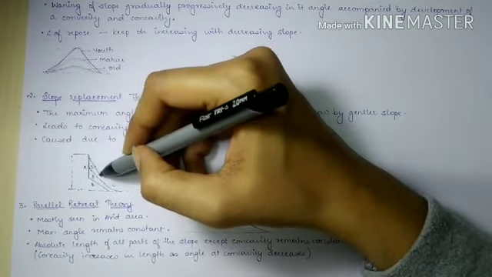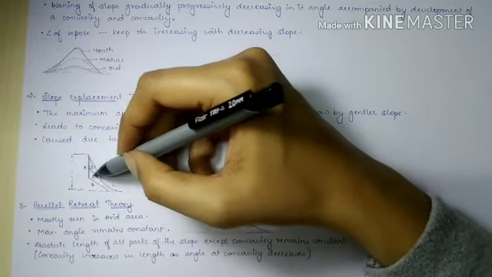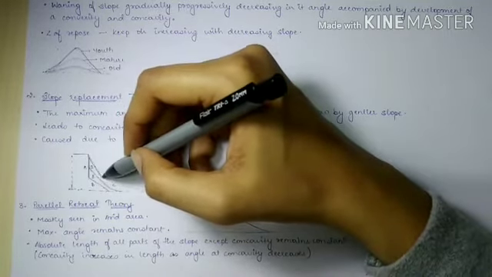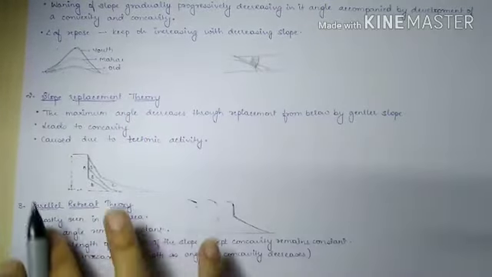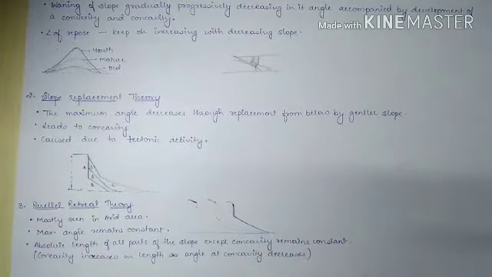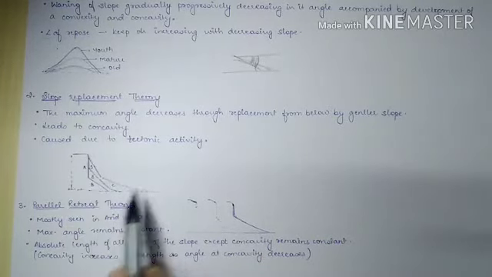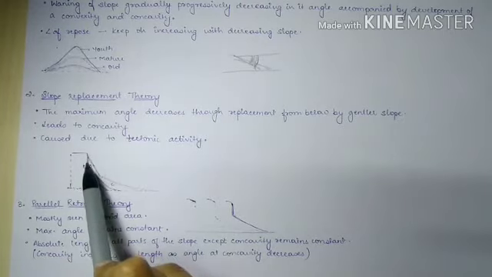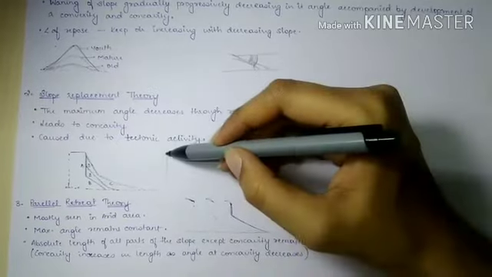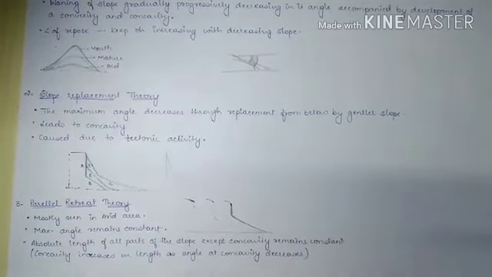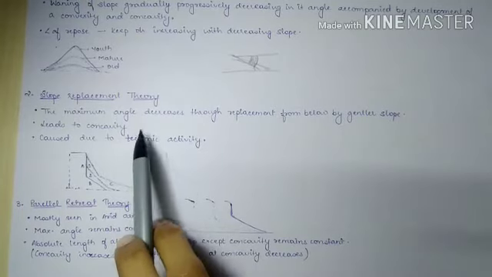Slope B will be here, which is gentler than A, but slope B will also be replaced by slope C, which is much more gentle. So this is slope replacement, and this results in concavity. See, this is resulting in concavity. First it was straight, now it has turned into this, and this whole thing is formed due to tectonic activity.